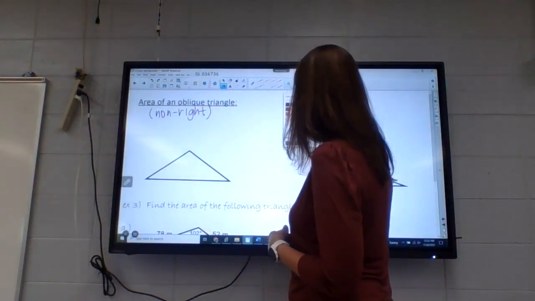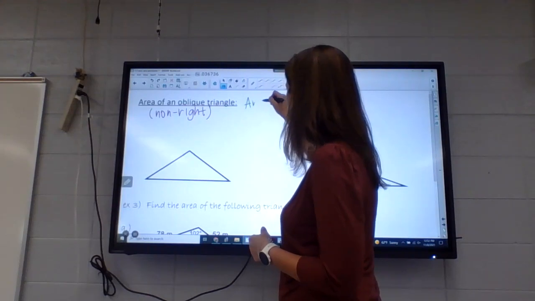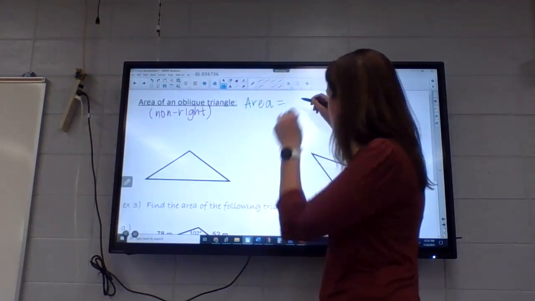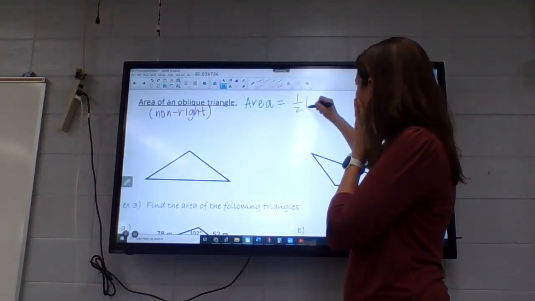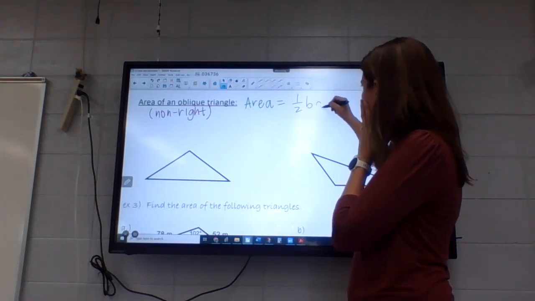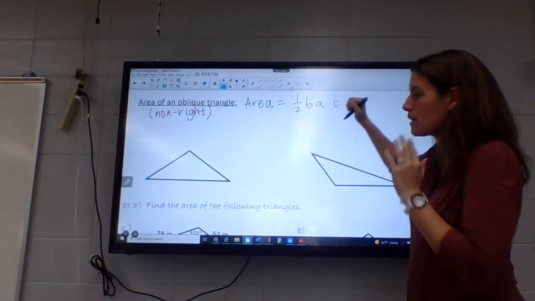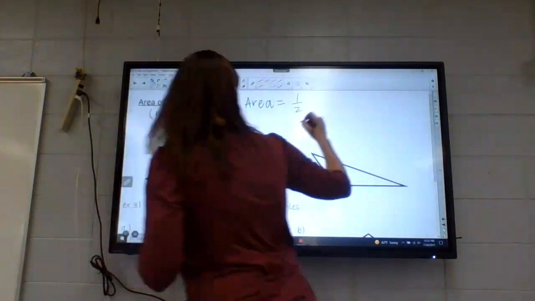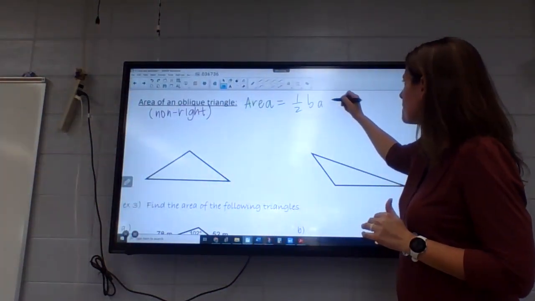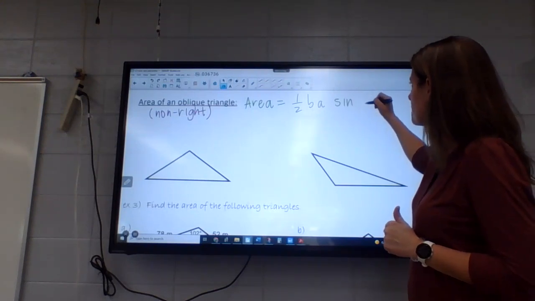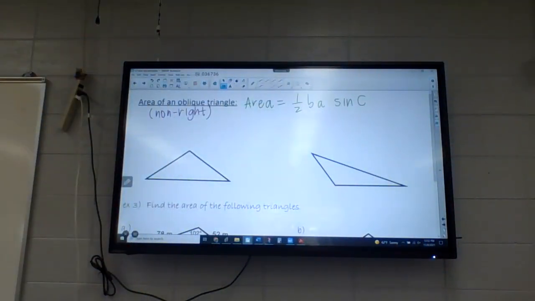Oops, I think it's sine, sorry. What's A? Area. It's B. Is that a big C? Big C. Area equals.